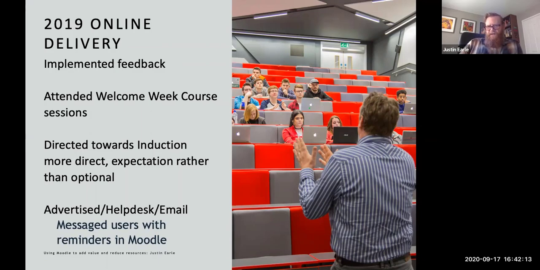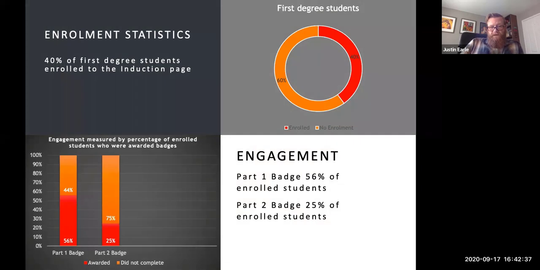We would get a slot in there that we could speak to them. And we were a little bit more directed towards the induction, making it more of an expectation rather than an optional choice. Again, we heavily advertised on the help desk and via email. And we messaged users with reminders in Moodle itself. So we saw an improvement there, and we got a jump up to 40% of first degree students enrolled onto the induction page.